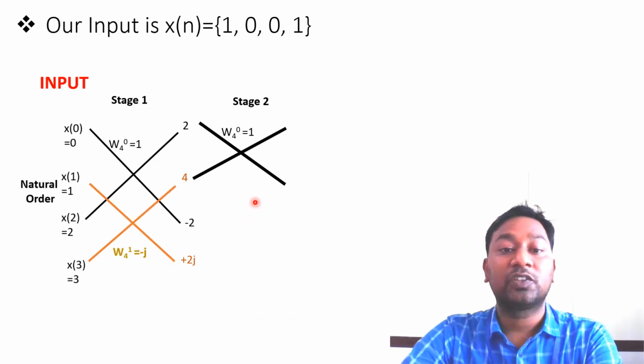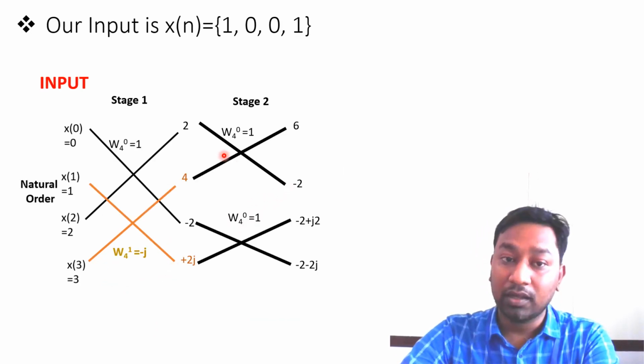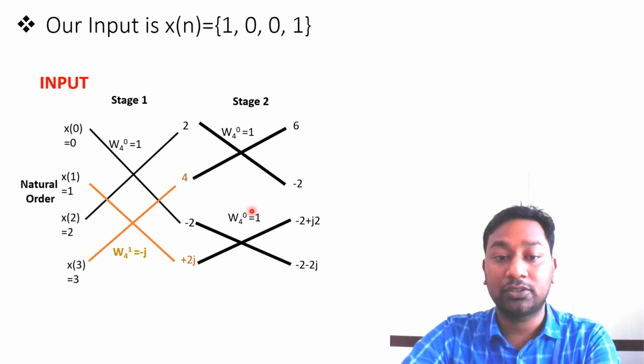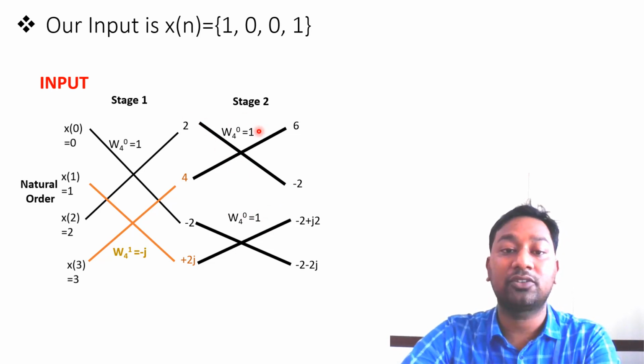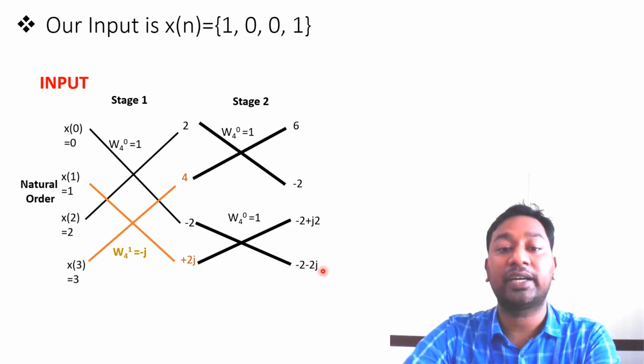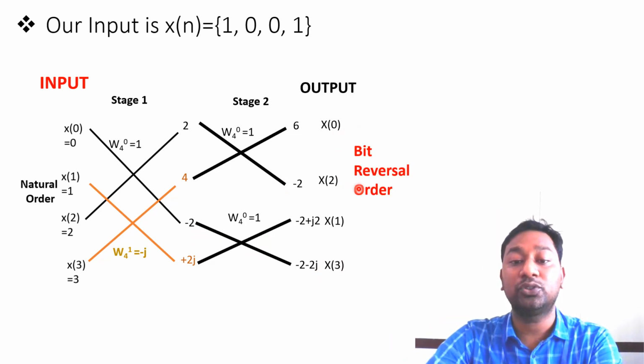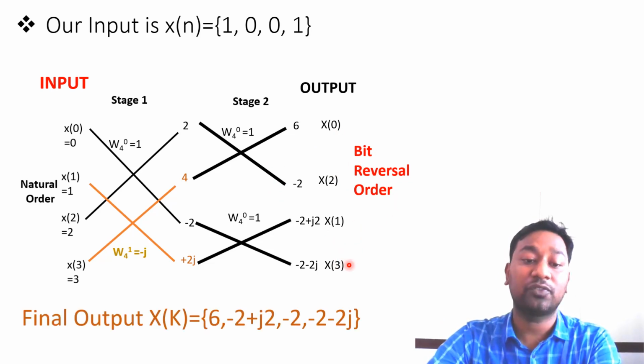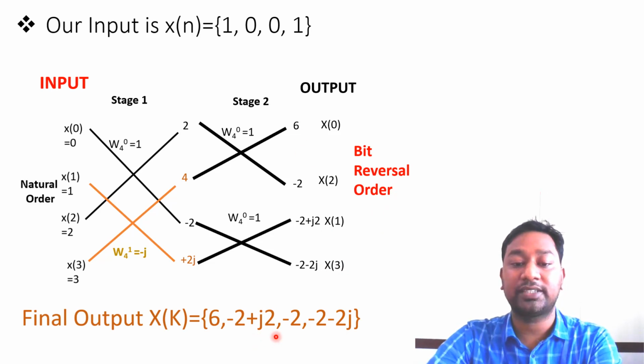Stage 2, we have seen, has two butterflies associated with it, and for both butterflies the twiddle factor values are the same. So omega 4 to the power 0 is 1. So 2 plus 4 equal to 6 and 2 minus 4 equal to minus 2. Similarly, minus 2 plus 2j and minus 2 minus 2j. Those are the outputs in stage 2. So the output is x of 0, x of 2, x of 1 and x of 3. The output is in bit reversal order. So the final output is 6, minus 2 plus 2j, minus 2, minus 2 minus 2j. Those are the final outputs for x of n 0, 1, 2, 3.